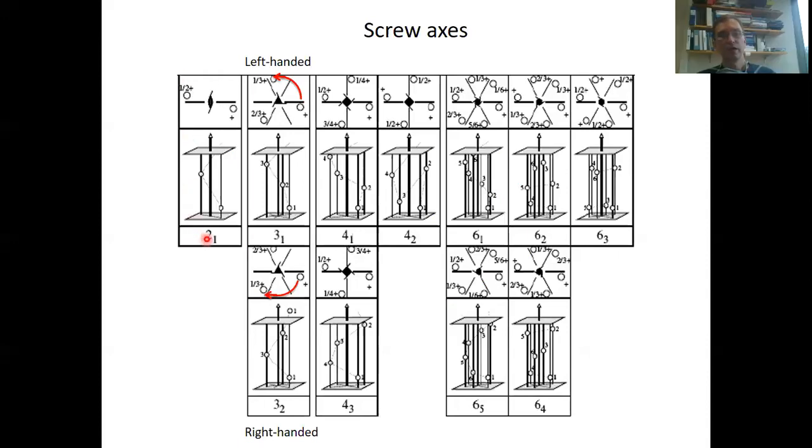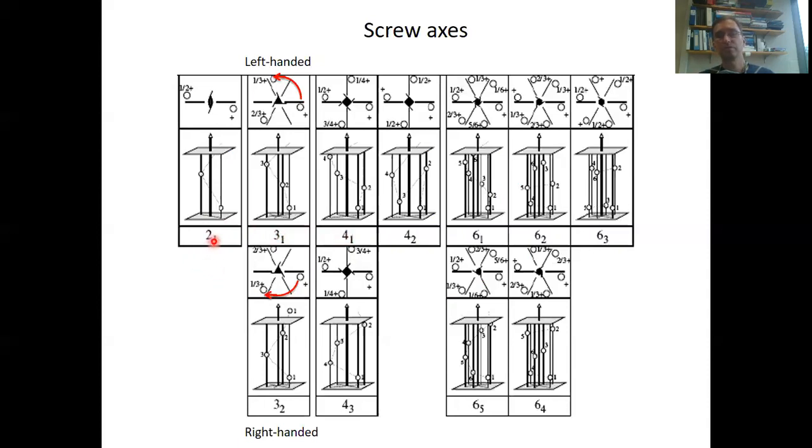So we know actually these screw axes that are being listed here. You see that these have a number and a subscript number. The first number indicates the order of the axis. So 2 means a 2-fold axis, 3 means a 3-fold axis, 4 means a 4-fold axis. Here we would rotate around 180 degrees, here around 120 degrees, and here around 90 degrees, for instance. Then what does the subscript mean?